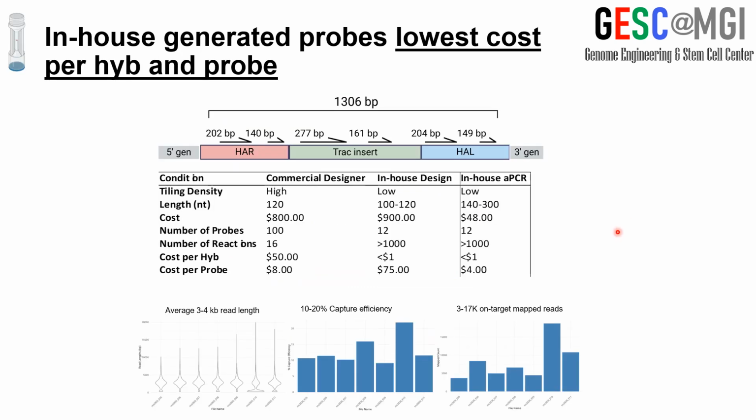This in-house probe protocol really gives us the lowest cost per hyb and the lowest cost per probe. It again gives us the versatility to design varying tiling densities and probe lengths. In this example, we targeted a 1.3 kb region and used DNA fragmented with Covaris. We were able to pull down comparable read lengths as we had with other probe sets that were commercially supplied: 3.3 to 4 kb read lengths. Our target capture efficiency was 10 to 20%, and on-target mapped reads from 3 to 17,000. So these numbers are all very comparable with commercially supplied probe sets.